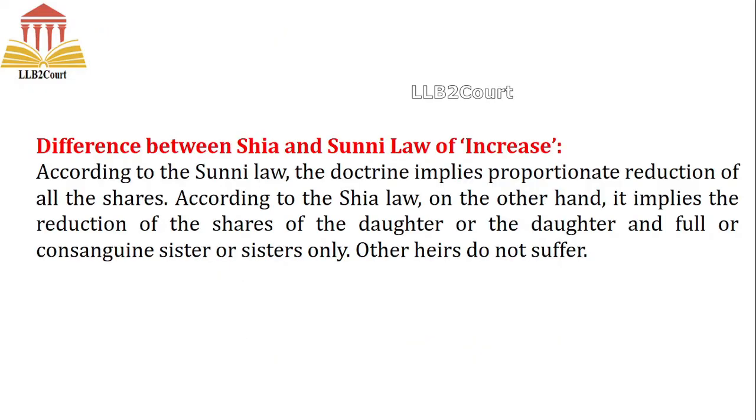So when it comes to Shia and Sunni law, this doctrine itself works differently. So far we have seen Sunni law of inheritance illustrations, but there is a difference in how it applies in Shia law. In Sunni law there will be proportionate reduction of all the shares, but in Shia law the reduction will be applicable only to the daughter, or the daughter and full or consanguine sister or sisters alone. So other heirs will not get affected based on this doctrine. We will see a small illustration which will help you to understand better.